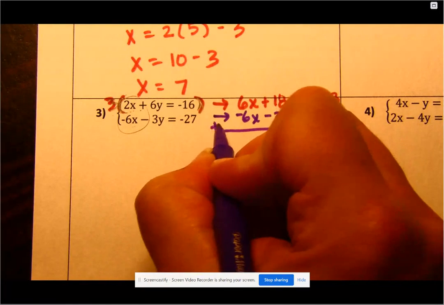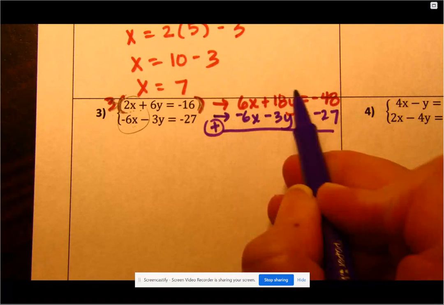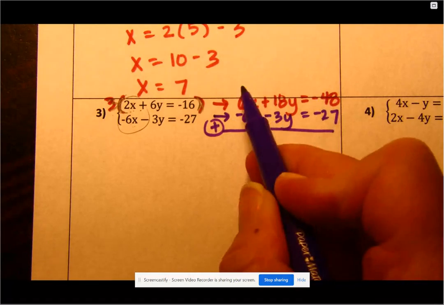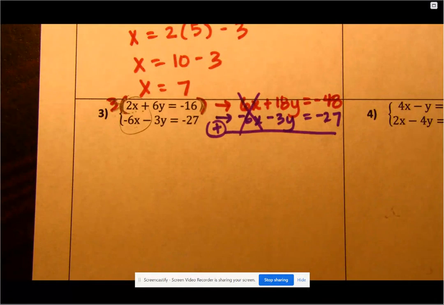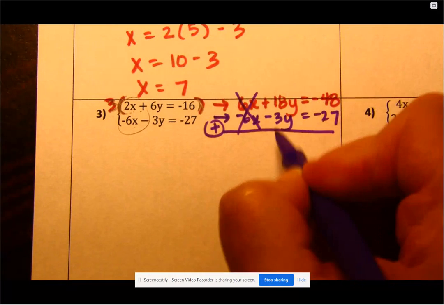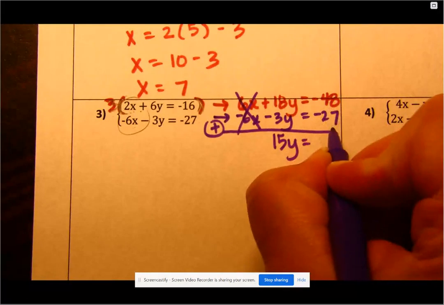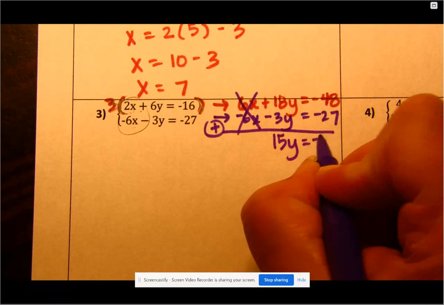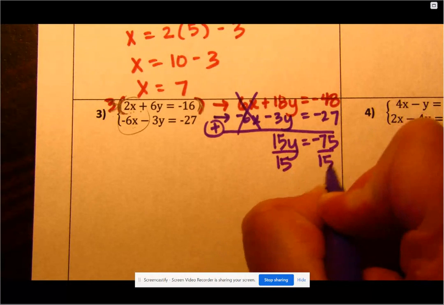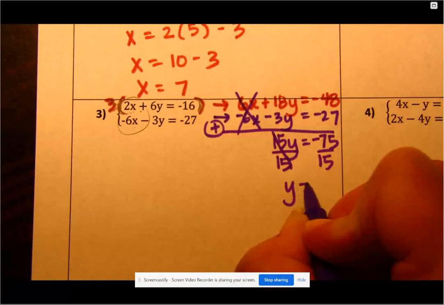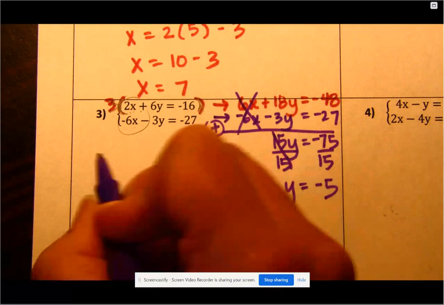It's ready to combine when one of your variable terms is going to be eliminated. So my x's are opposite and I'm adding, so we're good. So I have 15y equals, when you add two negatives, they stay negative, negative 75. Divide by 15, y is equal to negative 5. So far, so good.